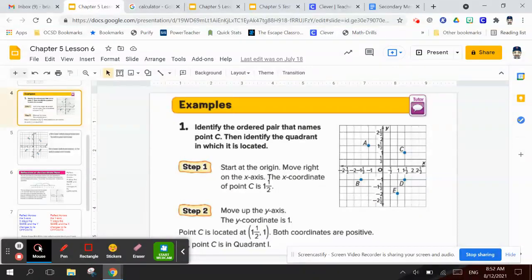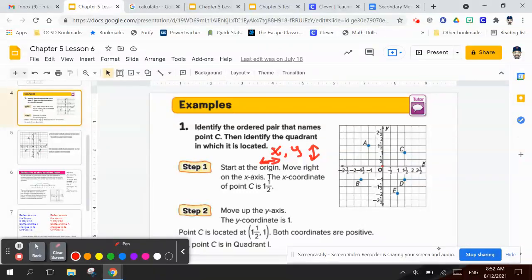So number 1, it says identify the ordered pair that names point C, then identify the quadrant in which it's located. So we're going to start at 0. We're always going to start here at the origin, which is 0. And we want to find point C. We're going to move on the x-axis first, so we want to find x first, and then we're going to find our y. So x always moves left to right. Y always moves up and down.